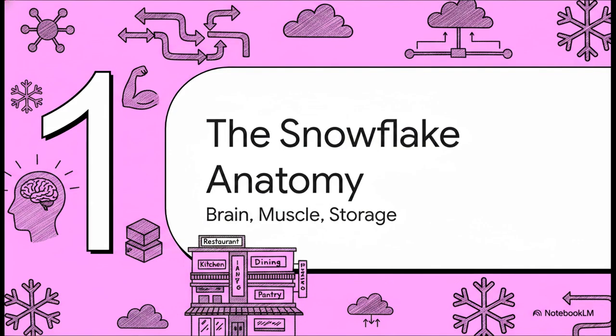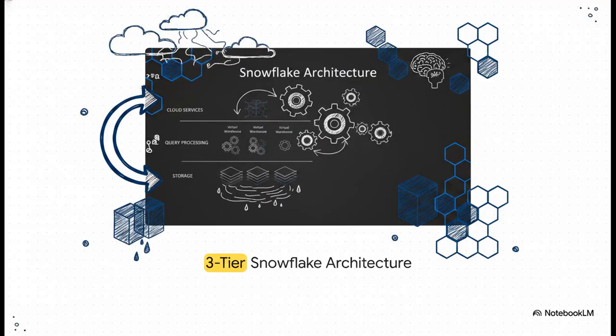Section 1, the Snowflake anatomy. Brain, muscle, and storage. To really wrap our heads around how Snowflake manages data, we've got to look at its unique three-tier architecture. It's actually a lot like a well-run restaurant, because Snowflake completely separates its operations. Up at the top, you've got cloud services. In the middle, query processing, which is powered by virtual warehouses. And down at the base, the storage layer. By keeping these layers totally distinct, you can scale up your computing power without having to constantly shuffle your underlying data around. It basically ensures no single department ever gets overwhelmed.